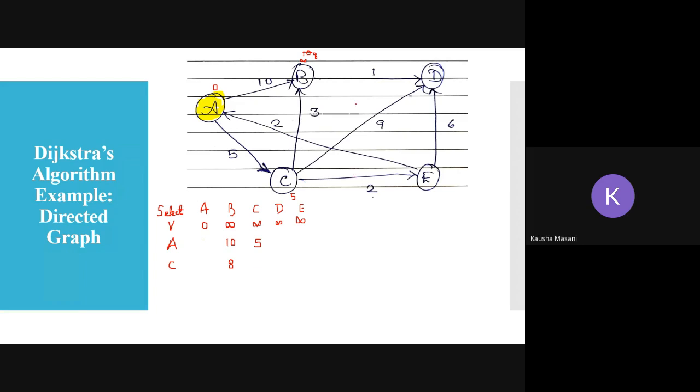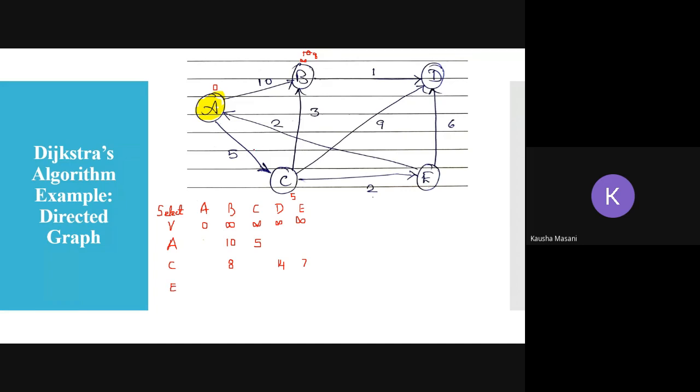C to D, yes, I can go. So 5 plus 9, that is what? 14. And C to E, I can also go directly. So 5 plus 2, so that is 7. Now out of all these three, 8, 14 and 7, which one is the lowest distance vertex? E. So next selection will be of E.